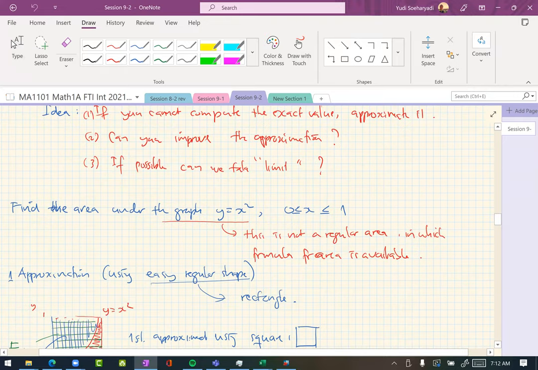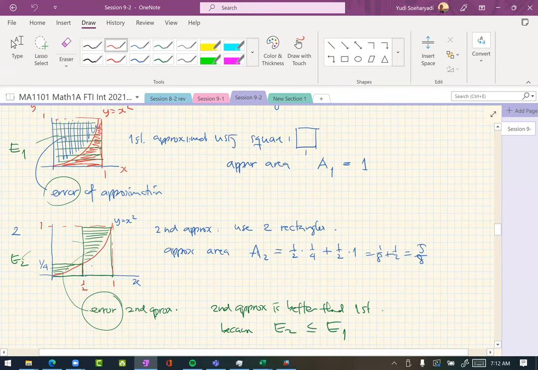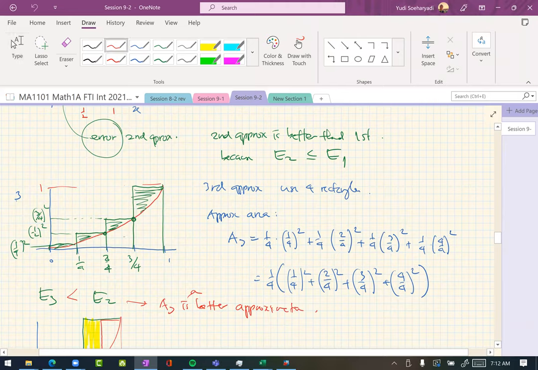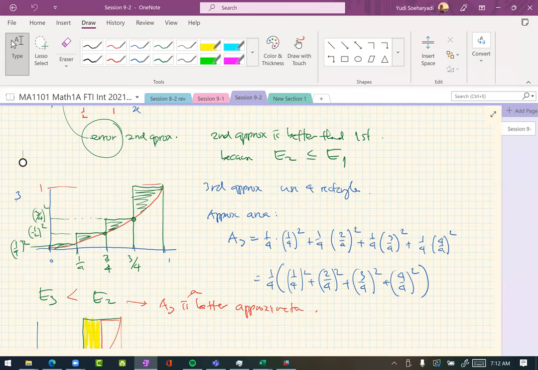First approximation uses just this big rectangle here. Second approximation uses these two rectangles. Third approximation uses these four rectangles, and we just argue about the error from the picture, showing you that the error is getting smaller. From the beginning, the error is this big, but now becomes this one after the new step. So this part will disappear. In this sense, the third approximation is much better than the first approximation.